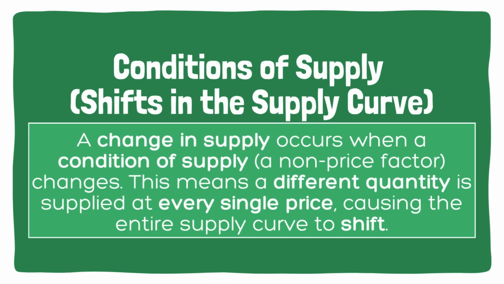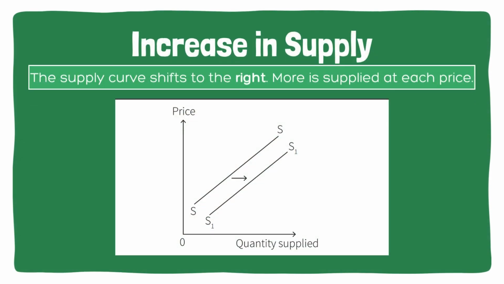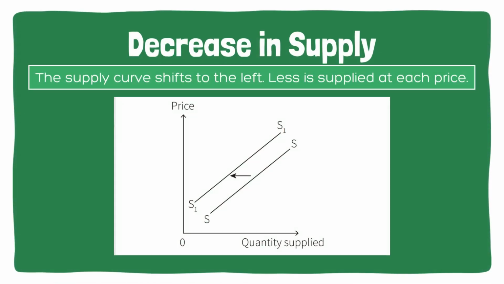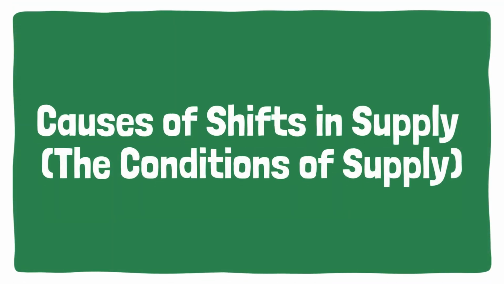Sometimes, however, supply changes even when the price stays the same. This occurs when the conditions of supply change. For example, a good harvest season with favorable weather may increase the amount of rice available for sale at all price levels. This is known as a change in supply and causes the supply curve to shift. When supply increases, the curve shifts to the right, meaning more is supplied at every price. When supply decreases, the curve shifts to the left, meaning less is supplied at every price. There are several reasons why supply can change.